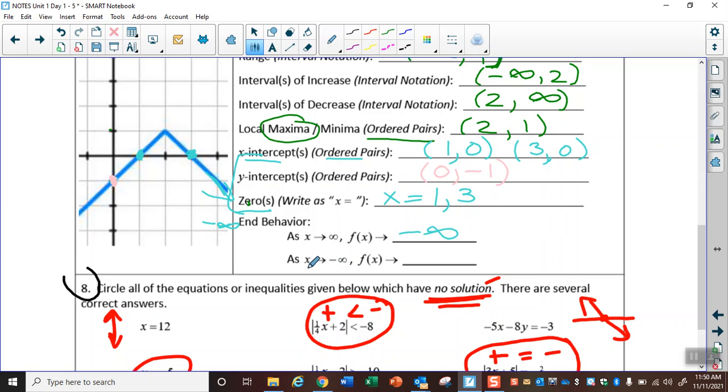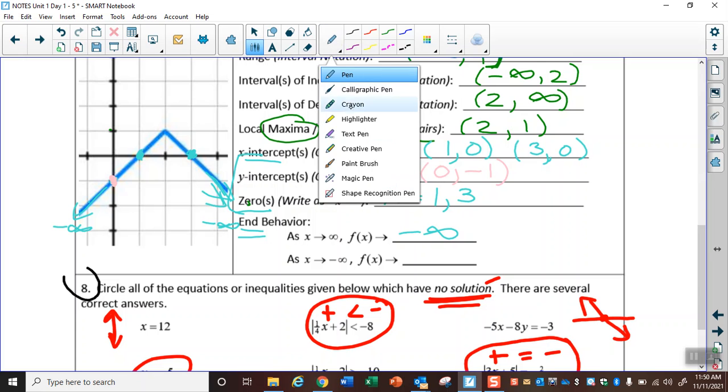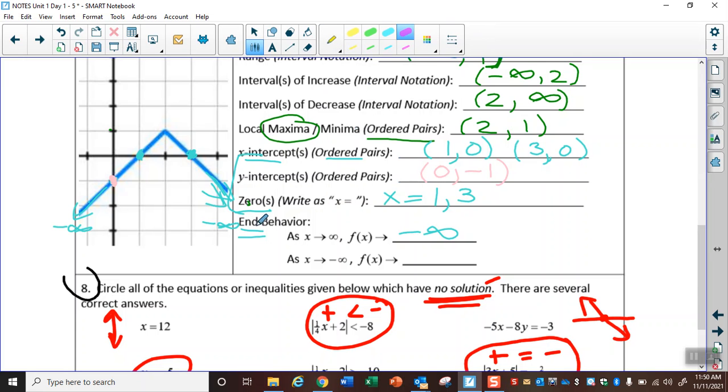And then this is as x approaches negative infinity. So as I go to the left, my function is going, again, the left side is also going down, all right? Both ends, it's called end behavior, so you look at the ends, they're going down. So for end behavior, look at the ends, all right? And both ends are going down, so they're both negative infinity.